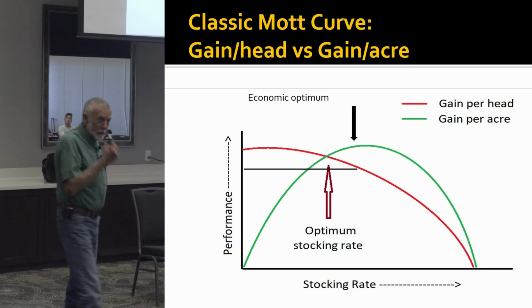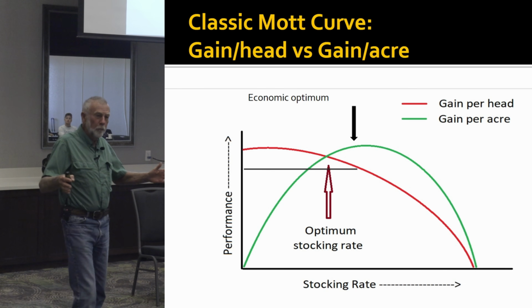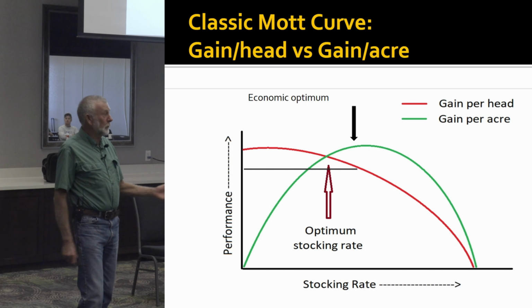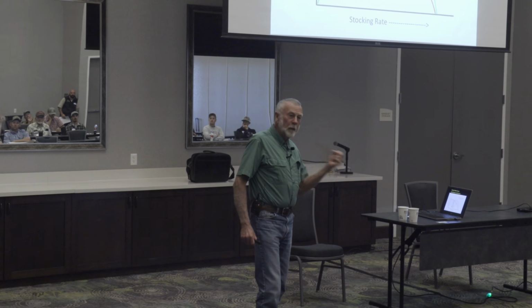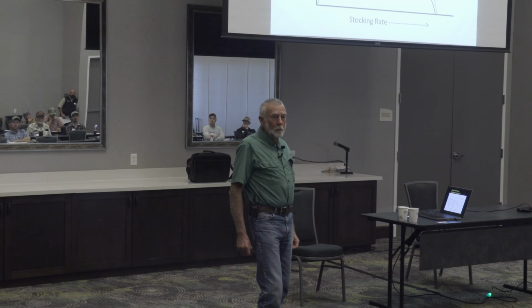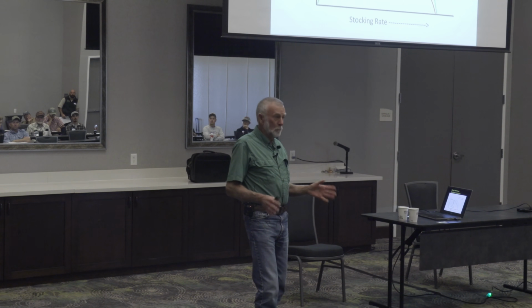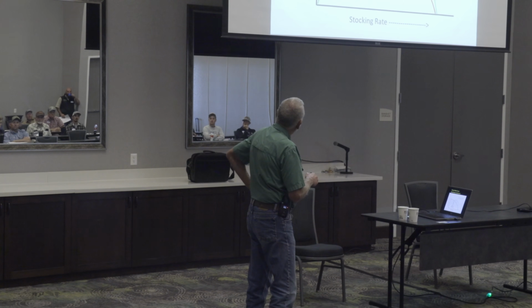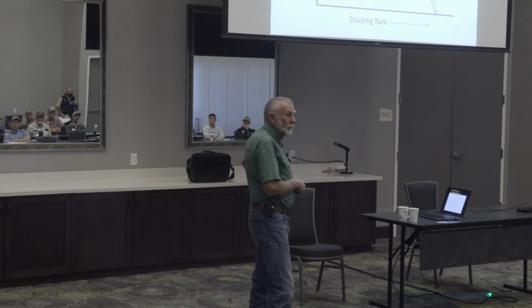Now, start out thinking, we have 40 acres and we're going to put one steer out there. That one steer has the opportunity to take just the very best bite of feed that's out there, and every bite's going to be a big mouthful. So that one animal performs very well. But because we only have one animal on 40 acres, our gain per acre is quite low.